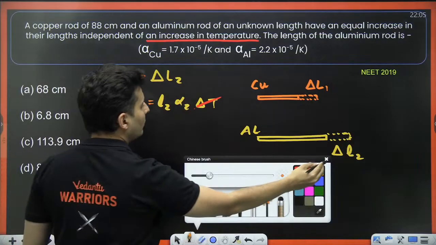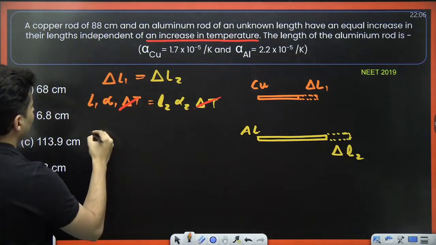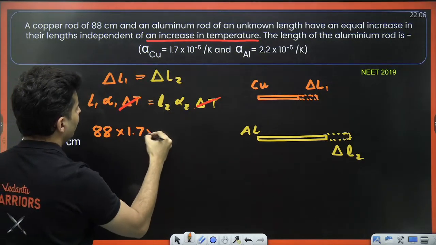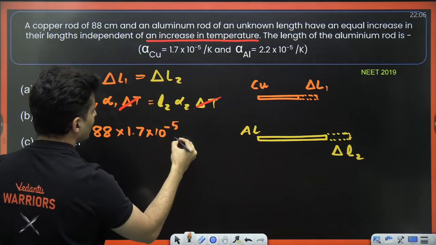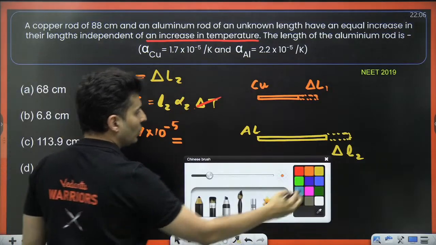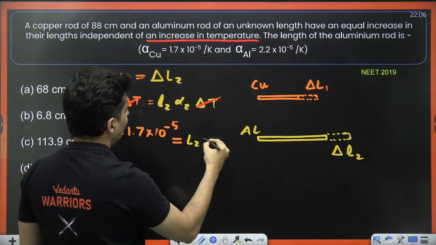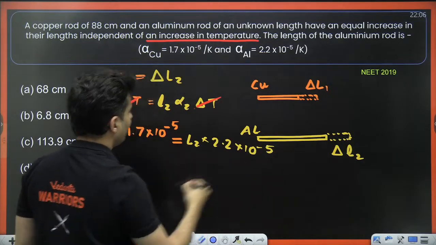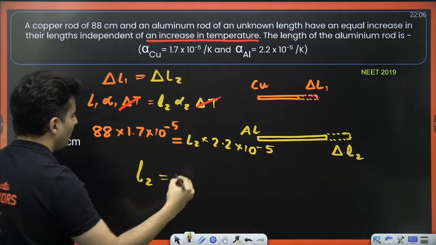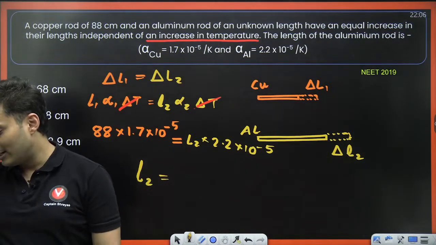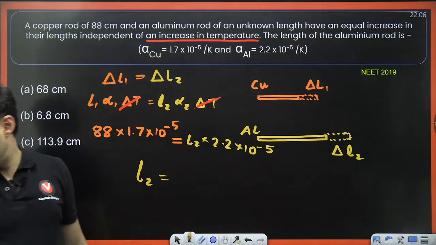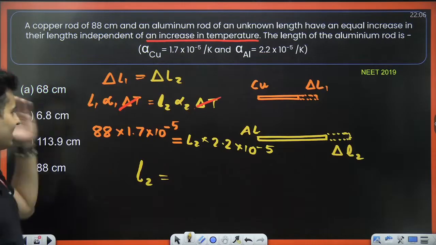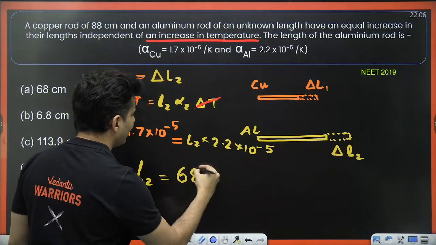Now what is the L1 value? The length of the copper rod is 88. Alpha of copper is 1.7 into 10 to the power minus 5, equal to length 2, which I don't know, times alpha 2, which is 2.2 into 10 to the power minus 5. Solve this, you will get the value of length 2. Krishna and Shiny are saying option A. Even Alekya is saying option A. Are you guys right? Wow, you guys are amazing. 68. Yes, that is the correct answer.